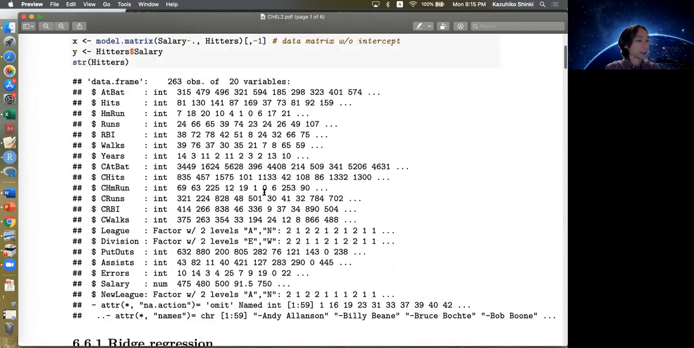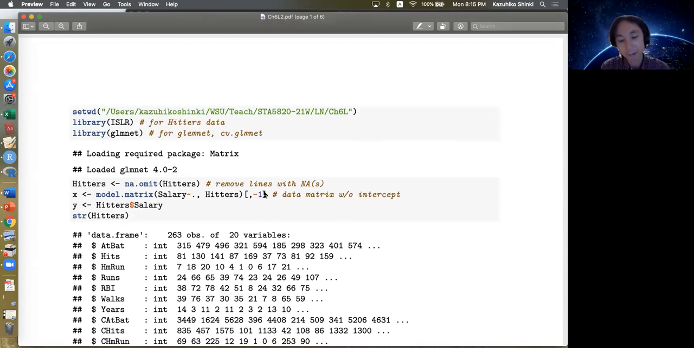Okay, so this is 6.2. Next time we will cover how to run principal component regression and partial least squares.